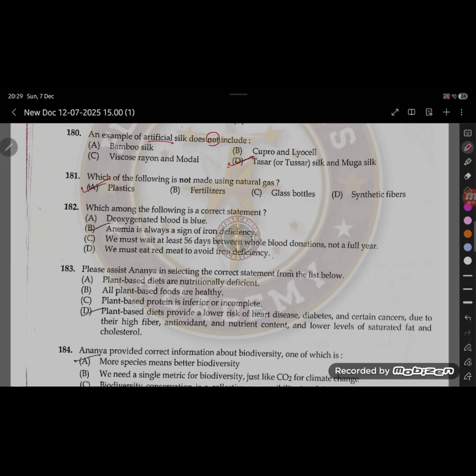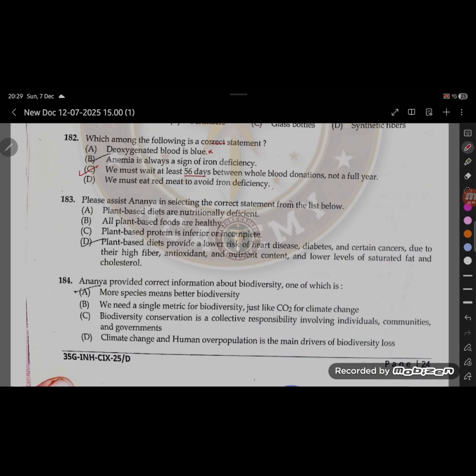182 asks about the correct statement. So, deoxygenated blood is blue? No, not at all. The blood is red. The color of veins is blue, so that's why it appears blue. So for this, the correct statement is C. The gap must be 8 weeks and not a full year if you are willing to donate blood.